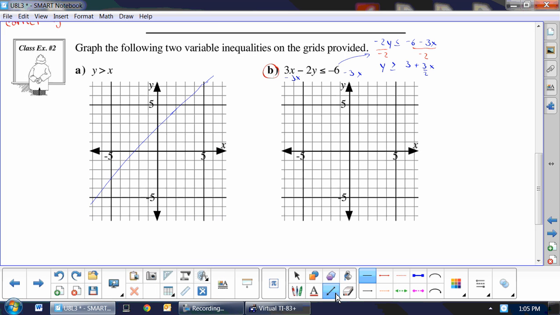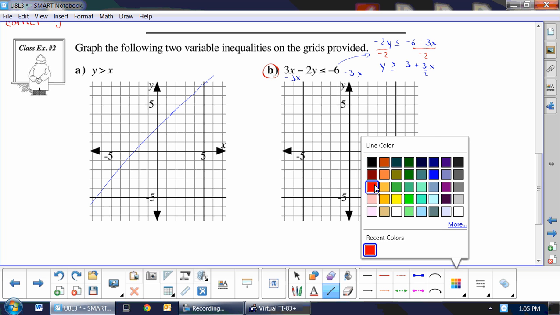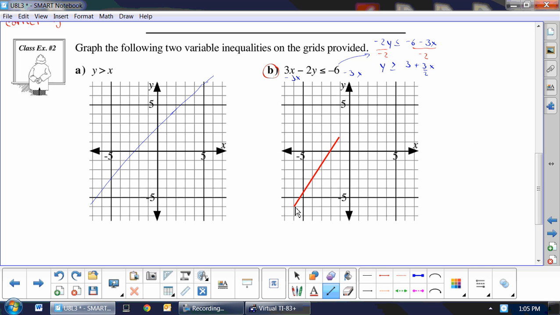Okay, so our line will look something like that. And because y is greater than or equal to, we know that it's going to be a nice solid line. Once we have this line drawn, all we have to do is choose a test point that's on one side of the line or the other. It can't be on the line, but it doesn't matter which side we choose, as long as it's not on that line.